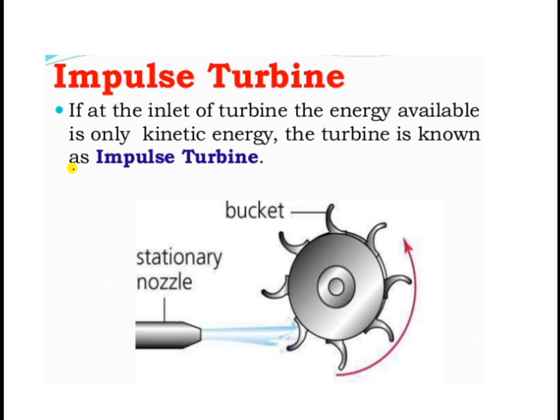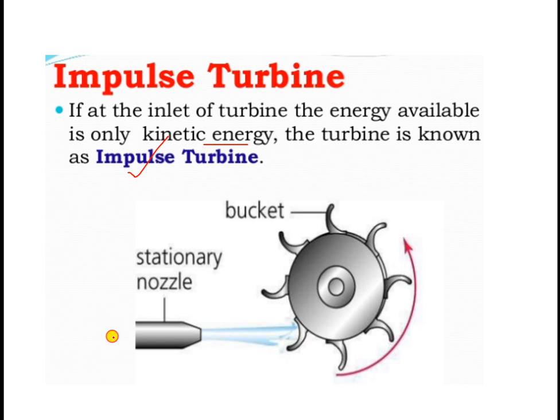Very simple. If you take a rotor like this one, having small bucket-like structures, and you have an impingement of water on it, it gets rotated. There is a shaft on which this disc is mounted, to which these buckets are attached, so this will rotate. The same fundamental is used here. If at the inlet of the turbine the energy available is only kinetic energy, the turbine is known as an impulse turbine, and this is the specific principle which is used here.